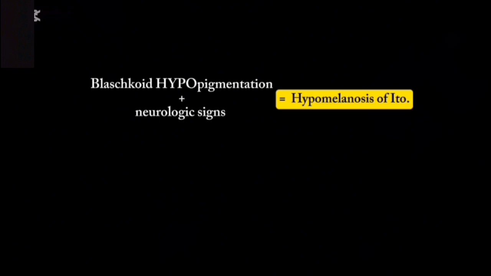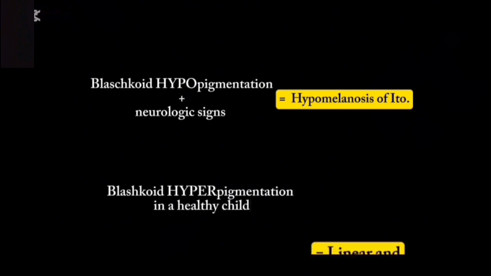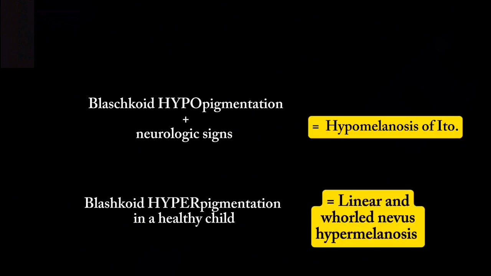Blaschkoid hypopigmentation plus neurologic signs, think hypomelanosis of Ito. Blaschkoid hyperpigmentation in a healthy child, think linear and whorled nevus.